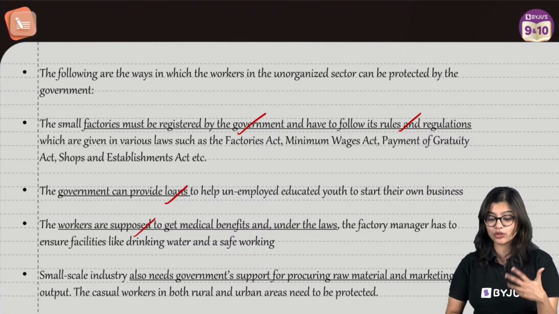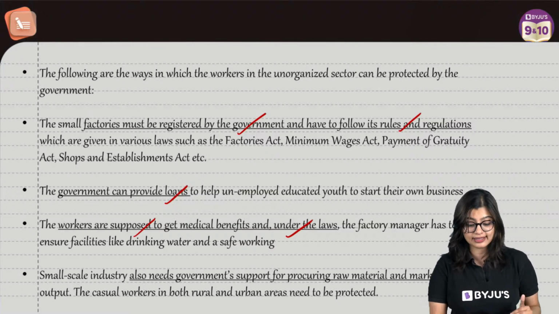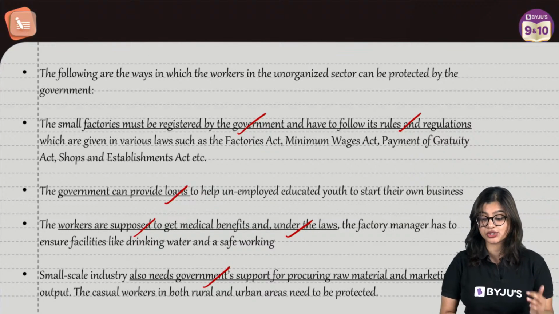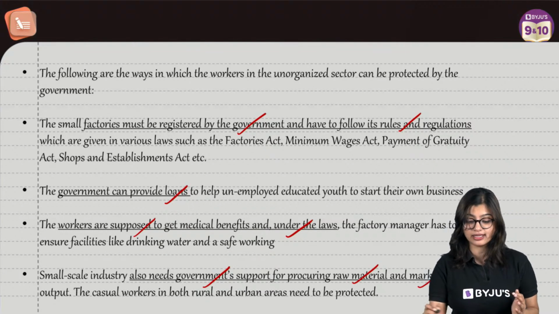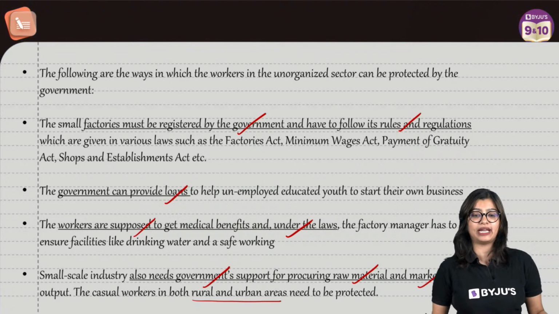Next, workers are supposed to. So when labor laws are implemented, they will get benefits under those, right? And at the same time, we know small scale industries need help in procuring raw materials and marketing, which is why casual workers in both rural and urban areas need to be protected.